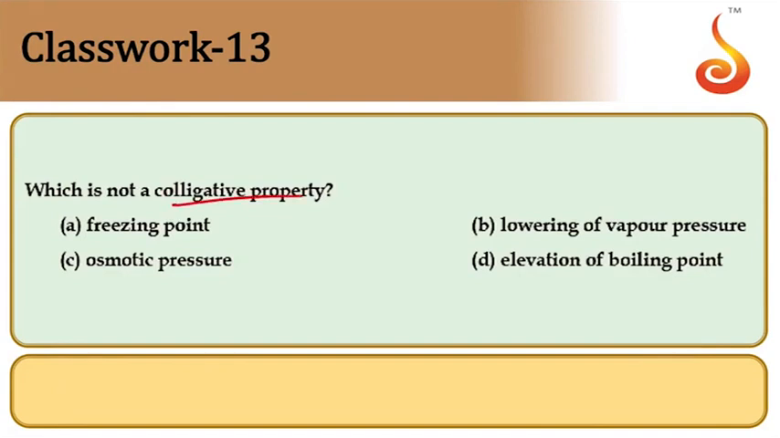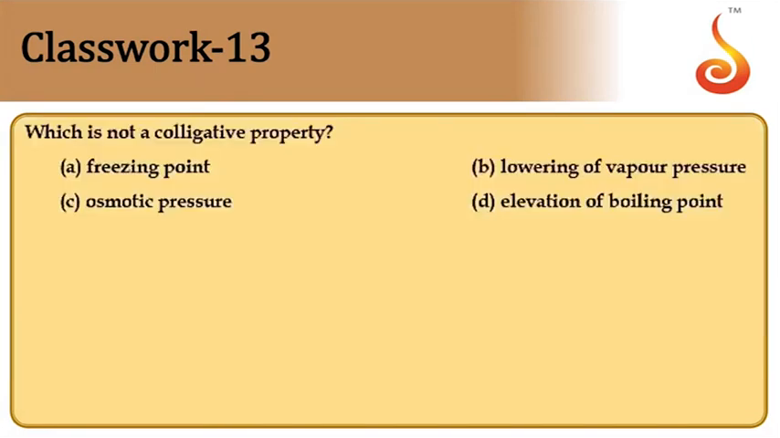Then, which is not a colligative property? Freezing point is not a colligative property. Delta Tf is a colligative property. Freezing point depression is a colligative property but not freezing point. So A is the answer.